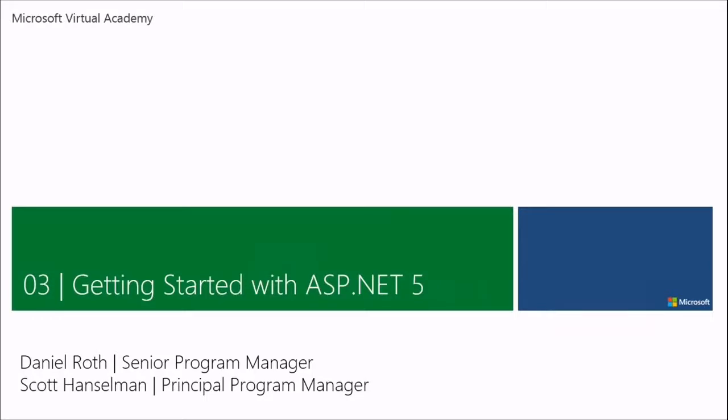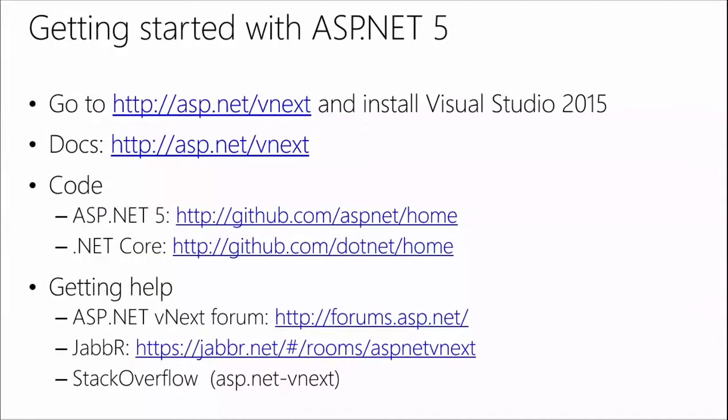So first, though, how do you actually get started with ASP.NET 5? What do you need to do to actually get the bits? The first thing you should do is go to ASP.NET/vnext, and you need to install Visual Studio 2015. There is a new project system that comes with ASP.NET 5, new tooling. You're going to want all these things, so you're going to need to download the preview of Visual Studio 2015 onto your machine. You can do this side by side.